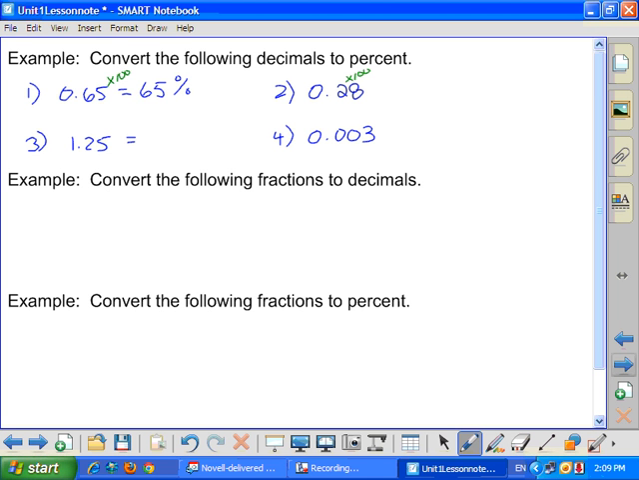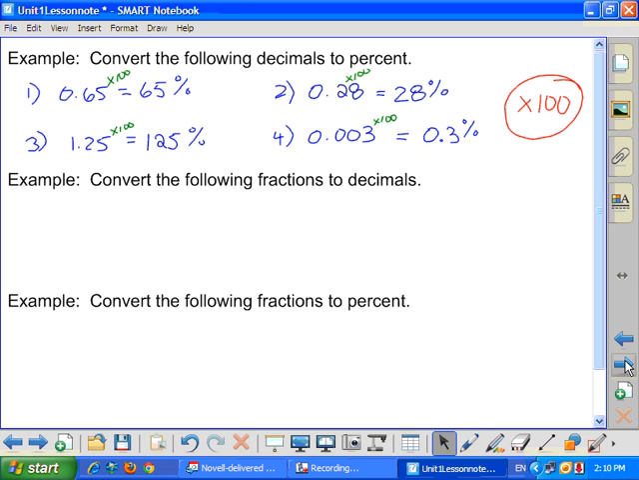So we would end up with 65%. And this one, 0.28 times 100 is 28%. If we multiply this one by 100, we end up with 125%. And then this is always the hardest one because you think the number should be bigger than it is. 0.003 would give me 0.3%. So going decimal to percent, we multiply by 100.